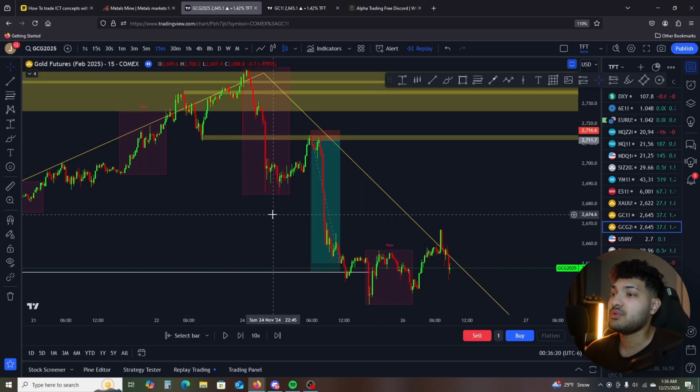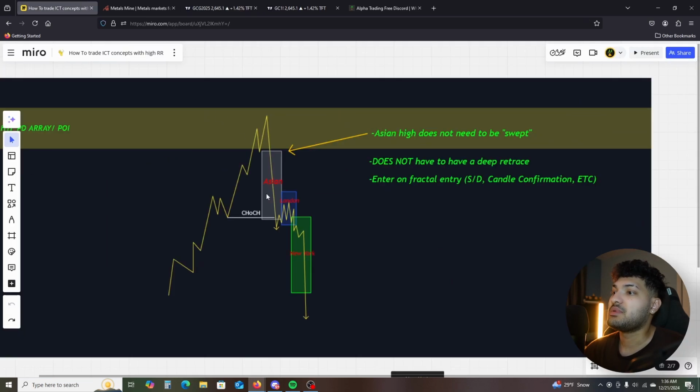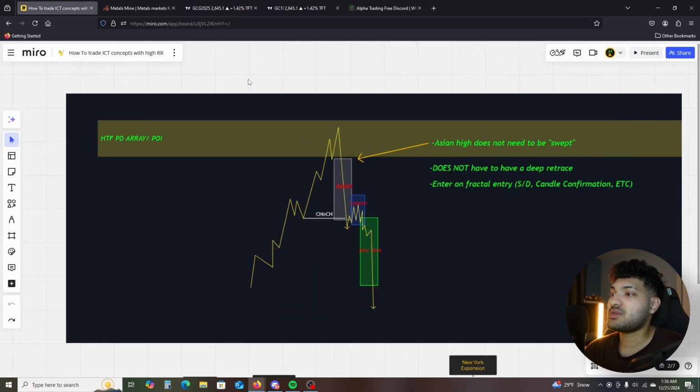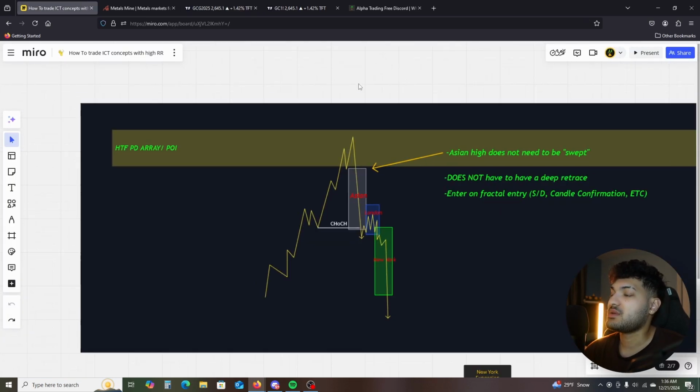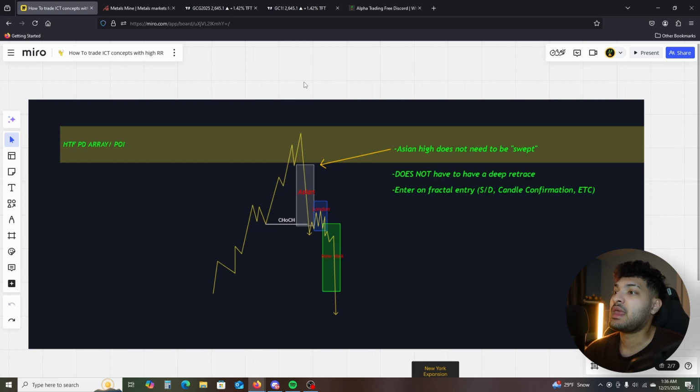It's super simple. I hope this made a lot of sense to you, but this is essentially going to be the model. So ingrain this into your brain, and if you see something like this, this is what you should be looking for.